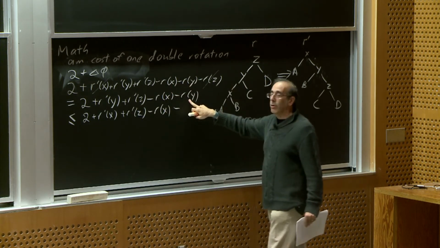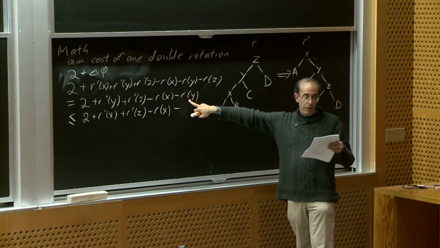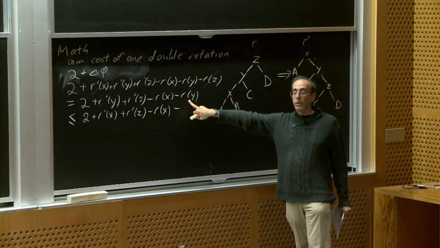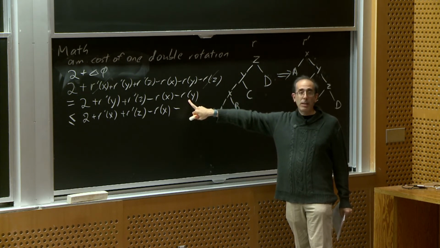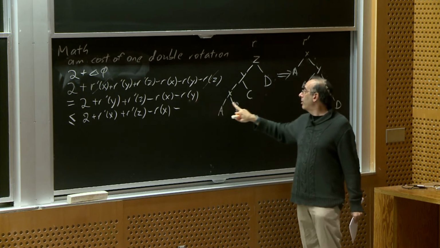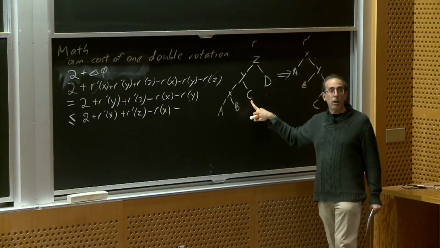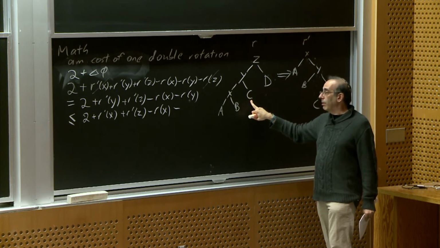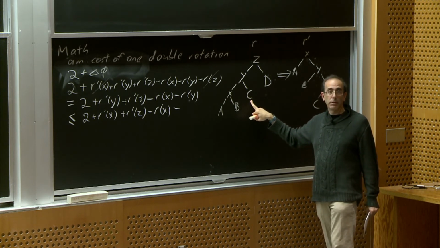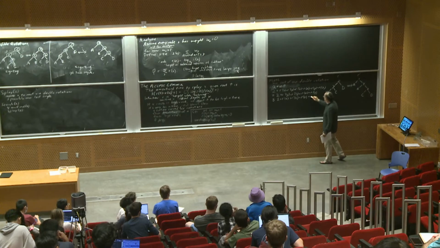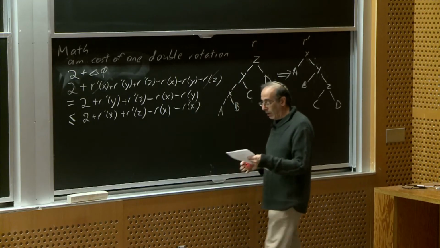Now I'd like to play a similar trick here with the rank of y, right? But now y is being subtracted, and also I need to look at the original tree, because it's r, not r prime. So now I want a lower bound on the rank of y. Where can I find that? Yes. On the rank of x. Exactly. Okay.